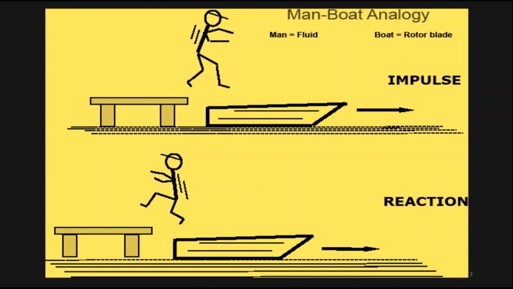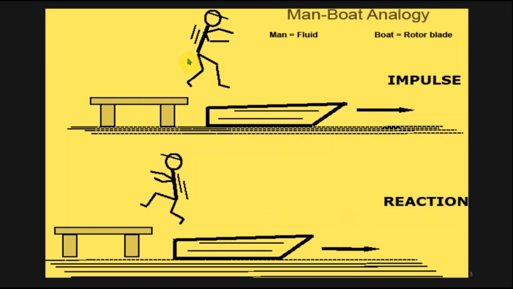First of all, let me tell you what is the main distinction between impulse and reaction. Here we will consider a man-boat analogy. Consider this case when the man jumps into a boat. Because of the direct impulse, the boat will move forward. And another situation when the man jumps out of the boat. Even in this case, there will be a movement for the boat in the opposite direction.